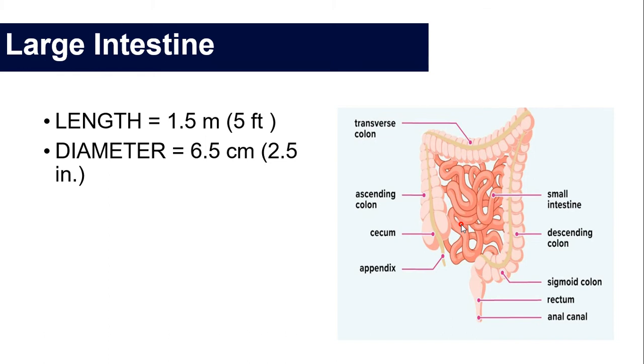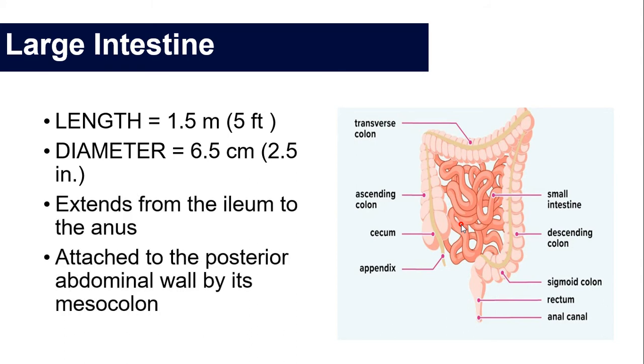It is attached to the posterior abdominal wall by its mesocolon, which is a double layer of peritoneum. Structurally, the major regions of the large intestine are the cecum, right here, the ascending colon, the transverse colon, the descending colon, the sigmoid colon, the rectum, and then the anal canal. Again, we have the cecum, the colon, the rectum, and then the anal canal.